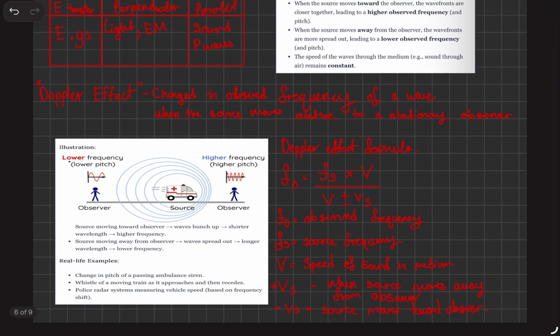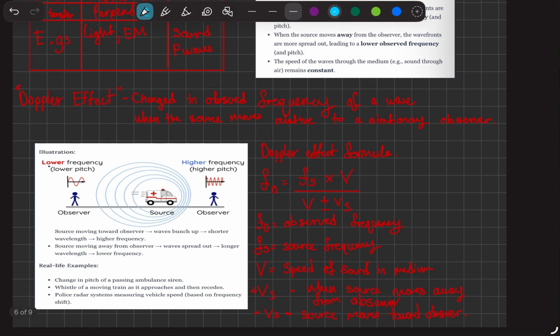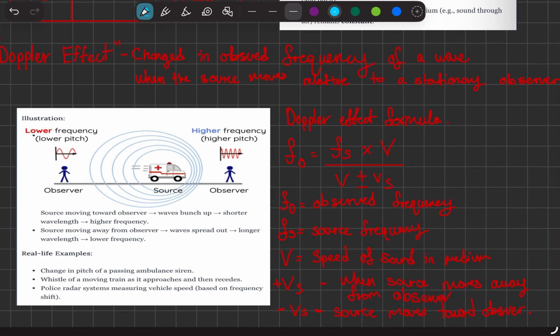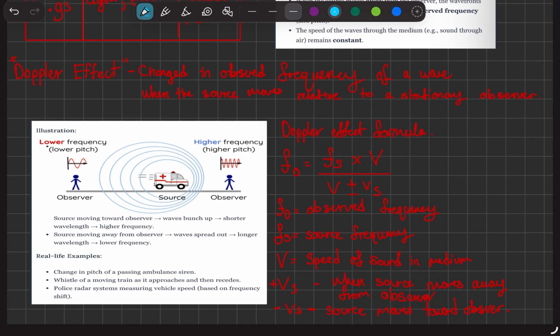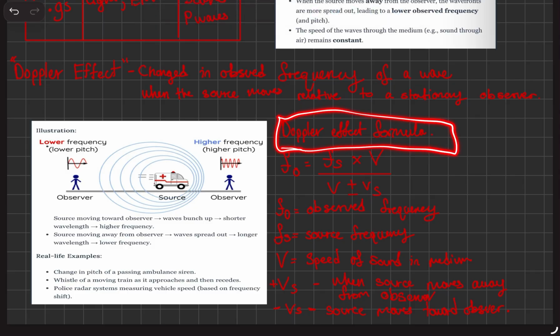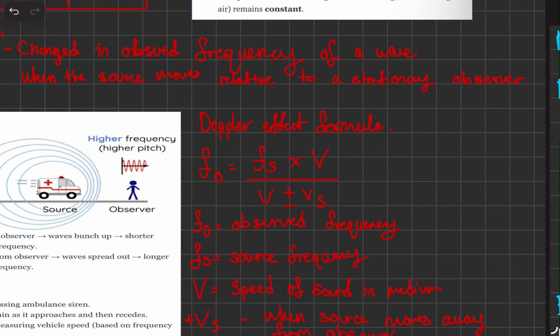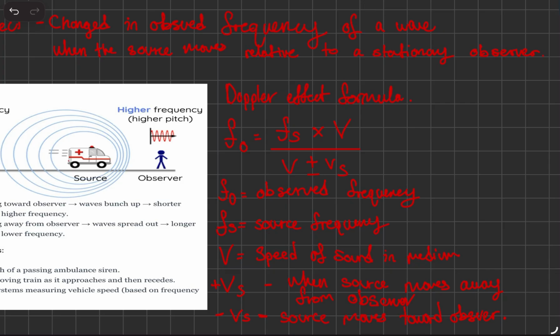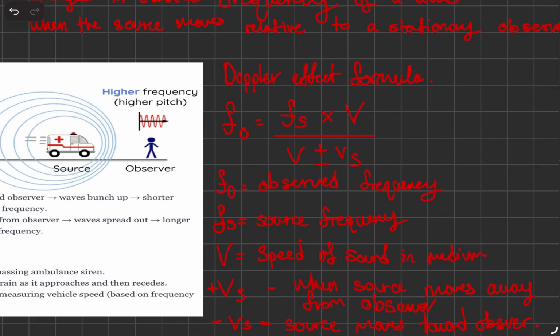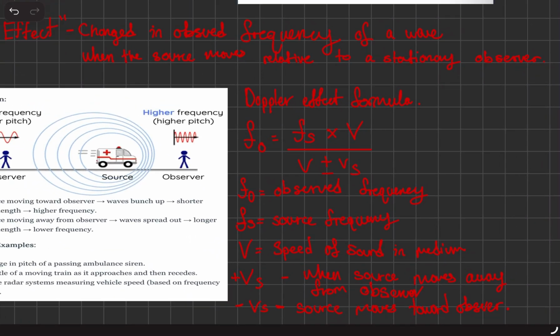There's a formula for this. It's called the Doppler effect formula. I don't actually know the name for it other than this, the Doppler effect formula. It depends on what the question is telling you, but as a rule of thumb, the speed of sound is 343 meters per second, for V. So if you're ever given a question, you may have to use this formula.